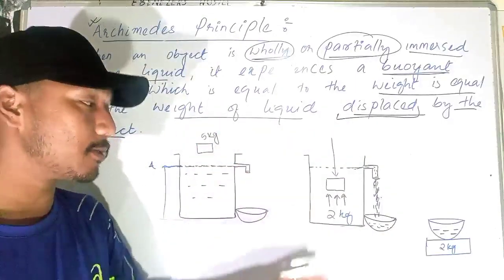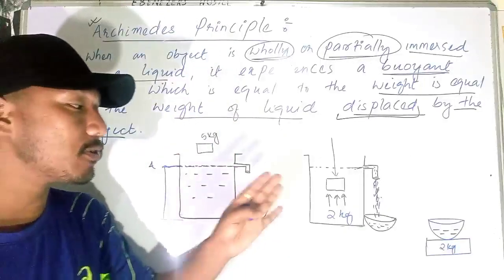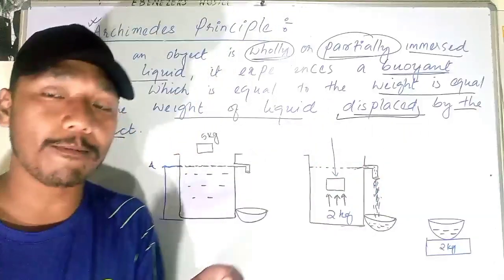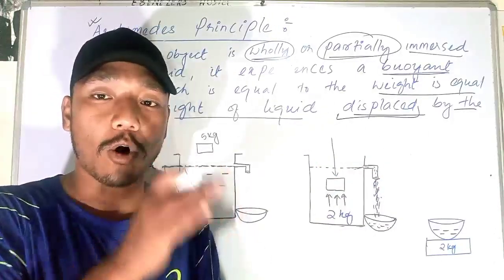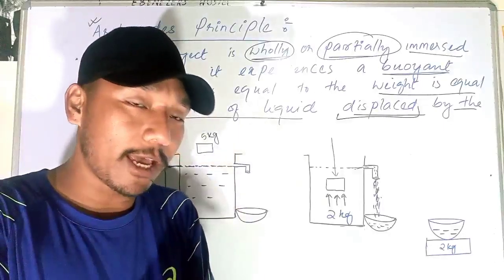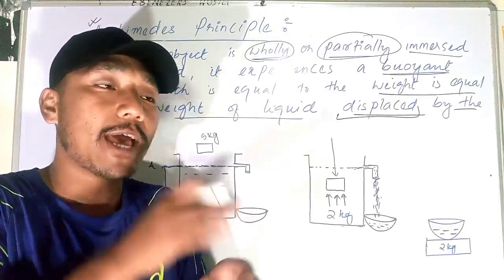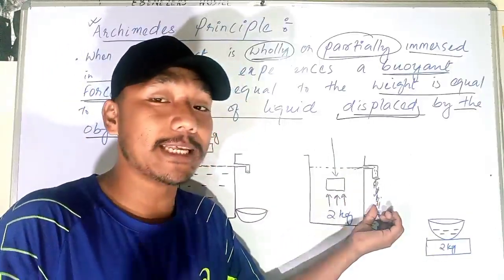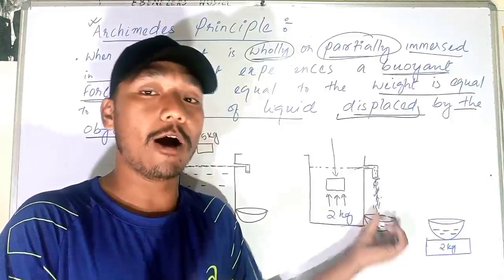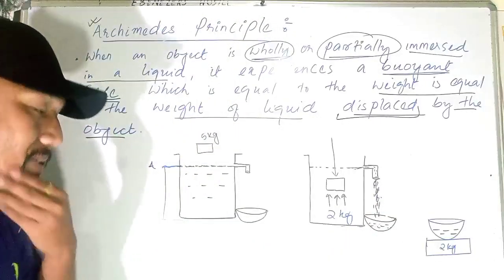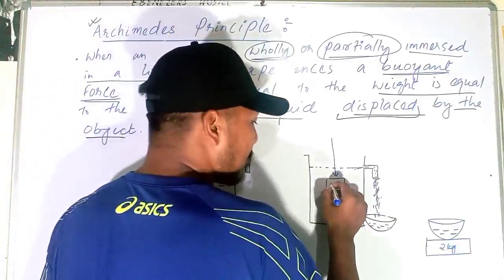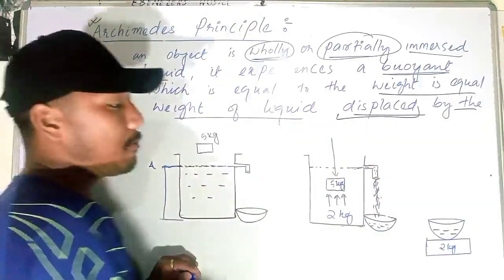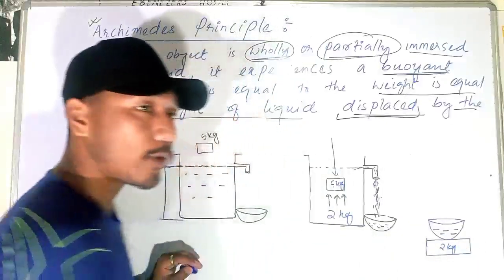Archimedes' principle says the buoyant force applied on an object, whenever it is immersed partially or wholly, will be equal to the weight of the water that has been displaced by the object. Now you see, since I put in 5 kgs of stone, how much water do I get? Only 2 kgs of water.